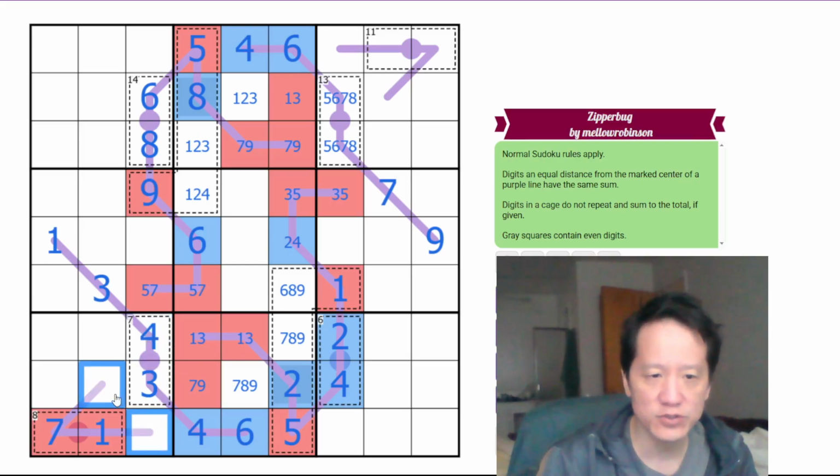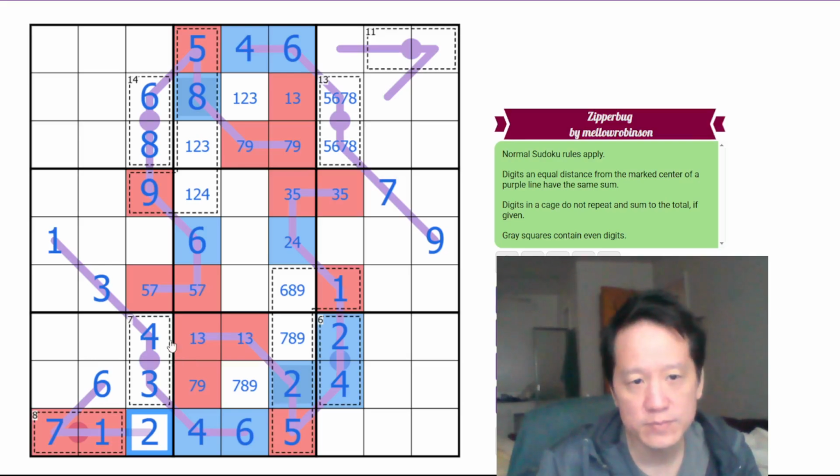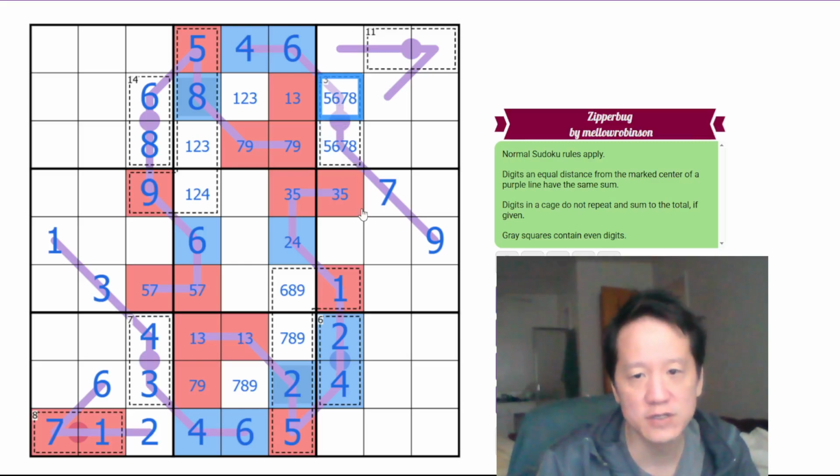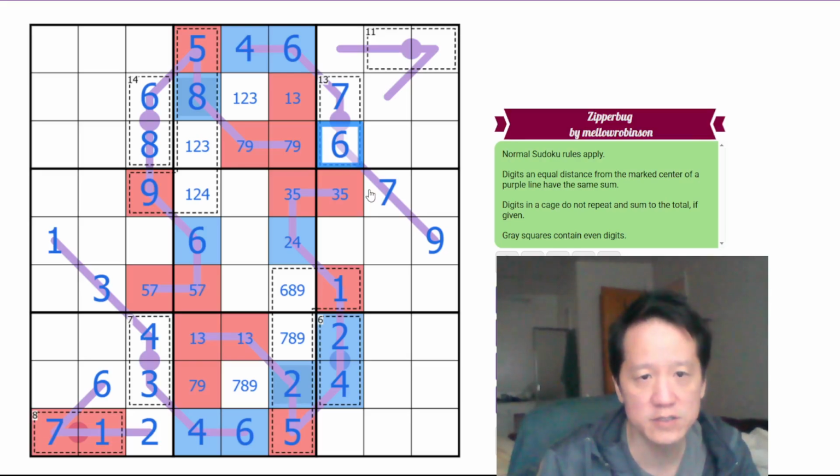That means these two digits to add up to 8 cannot be 3 and 5. It has to be 2 and 6. And this can't be 2, so this must be the 6, which makes that a 2. Equivalently, this must be 6 and 7 also. And this can't be 6, so this is 7, which makes that a 6.